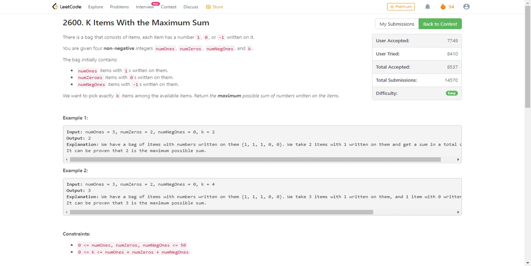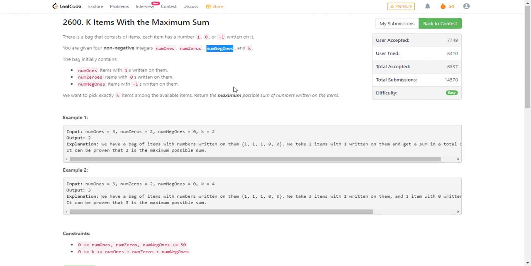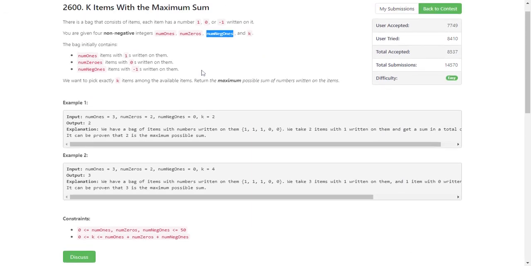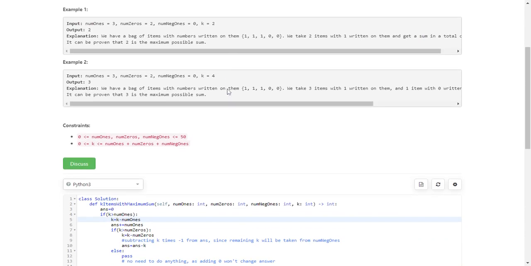So first I will subtract k from numOnes. Okay, I will show that in the code. So just try to understand the order. First we will try to satisfy k with numOnes. Next, we'll try to satisfy k with numZeros if numOnes is not enough, and if both numOnes and numZeros are not enough, then only we'll try to satisfy k with numNegOnes. Because see, we have to anyhow pick k items, right? We cannot go below that. Pick k items among the available items, and we have to return the maximum possible sum.